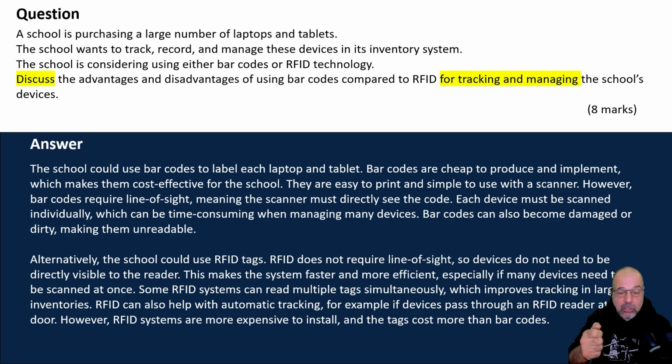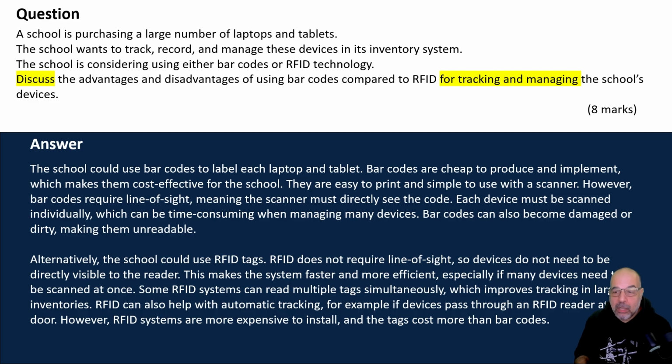If you've got a barcode reader or even your mobile phone, you can just go beep, beep, beep, and scan 100 items within a minute, a couple of minutes. Easy, okay? Each device must be scanned individually. Now, here's where we're getting the extra marks. We are showing understanding that with barcode, you can't scan more than one item at a time. It's one item at a time, which can be time consuming when managing many devices.